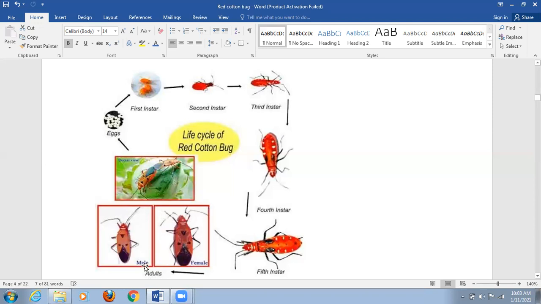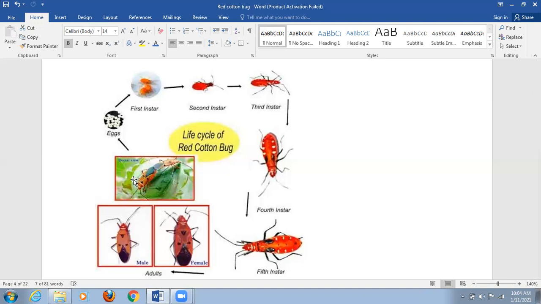We can clearly see this male, which is smaller in size, and the female, which is larger. The female grows up to about 15 mm, and the male grows about 12 mm in length. Again and again that life cycle continues. Reproduction takes place, and again the female lays the eggs. So this is the life cycle of the red cotton bug.